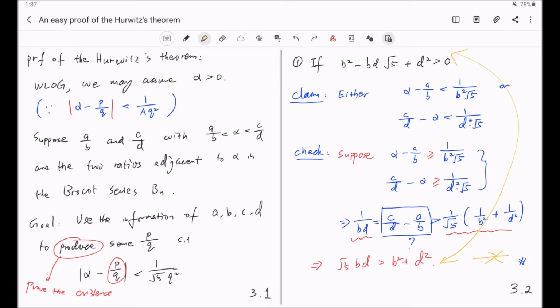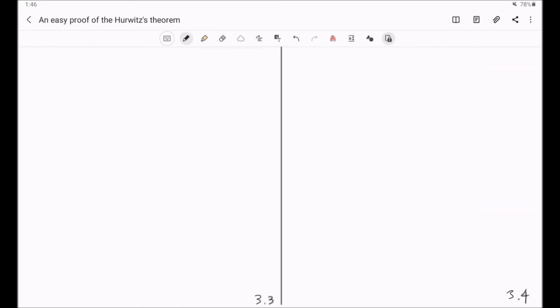Okay, now we have got some partial result about the thing we want to prove. That's good. That's a good beginning. And now let's move on. Now the second case is if b squared minus bd times square root of 5 plus d squared is less than 0.